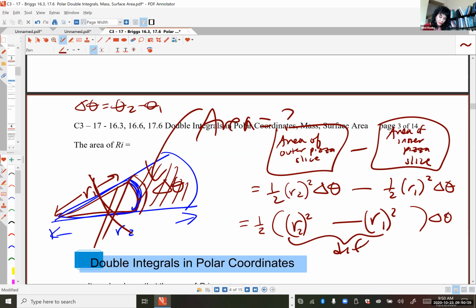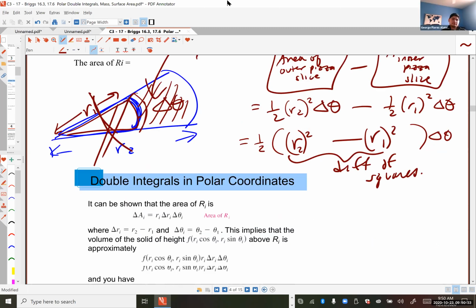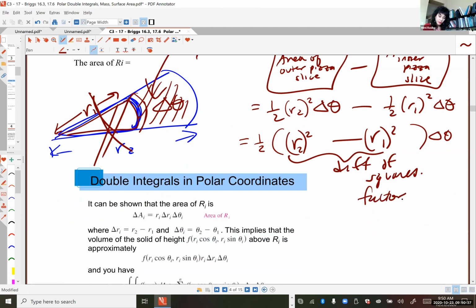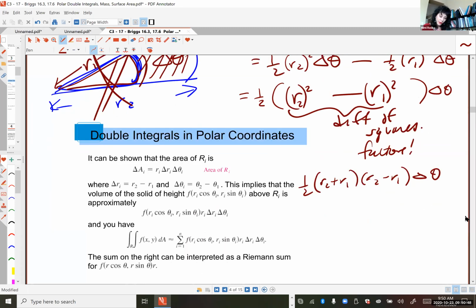Doesn't this look like a difference of squares to you? It is. Well, yeah, so what? Well, I claim it factors. Use a little bit of your algebra know-how. Great. So it factors into the sum and then the difference. Okay, so what? We're getting there. Don't worry. Take a look at this baby. Doesn't this look like an average to you?